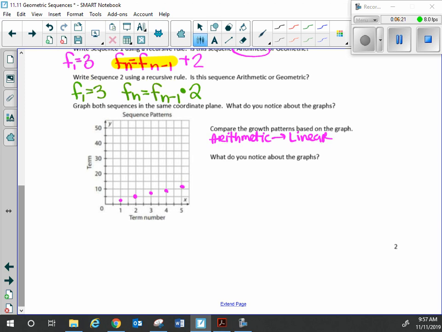Let's look at the geometric. What was my first term? 3. It was the same. But my second term is 6, already a little bit bigger. My third term? 12. And my fourth term? 24, and then 48. It grows quickly from there. Is that linear? No. That is an exponential growth.